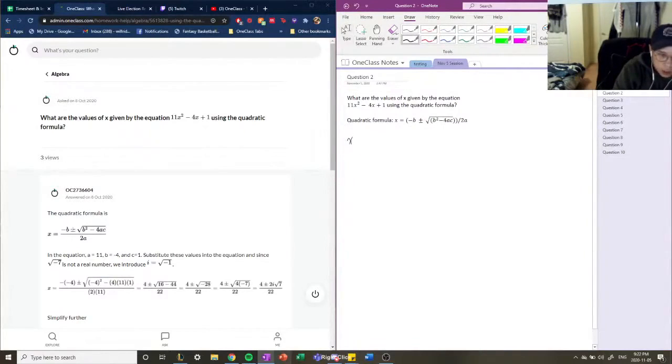So x equals negative b plus or minus the square root of b squared minus 4ac over 2a. Okay, I'm just going to plug in the numbers now. So b is negative 4, but negatives cancel out. So we have 4 plus or minus the square root of b squared, which is 16, minus 4 times a. A is 11, so 44. C is 1, so it's still 44. And then 2a, that's equal to 22.